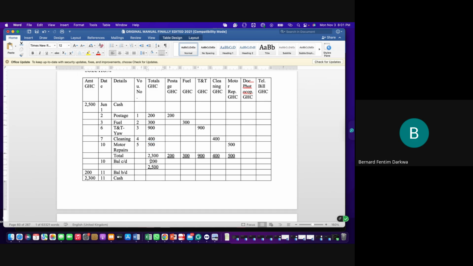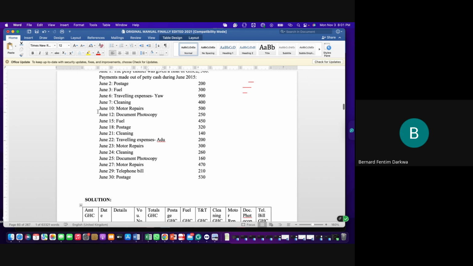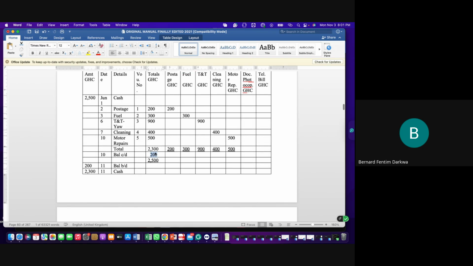So the balance carried down after recording the 10th transaction is 200. But you cannot pay for the next expense. Per the question, the next expense is 250, but you have 200. So you cannot. In the question, nobody will tell you, but you still have to know that when you are making petty cash recording, you have to balance it.